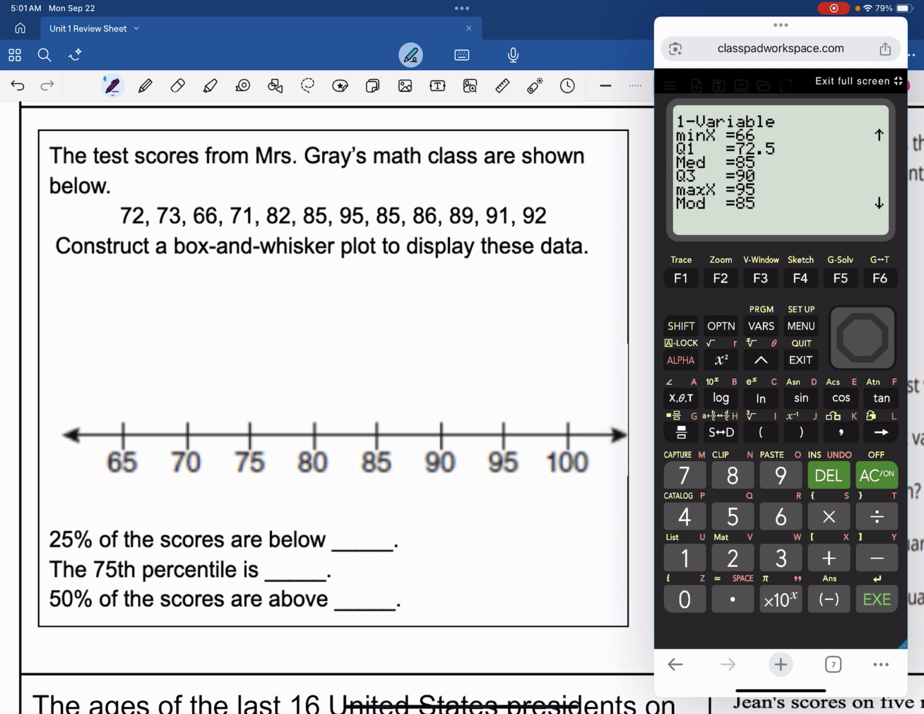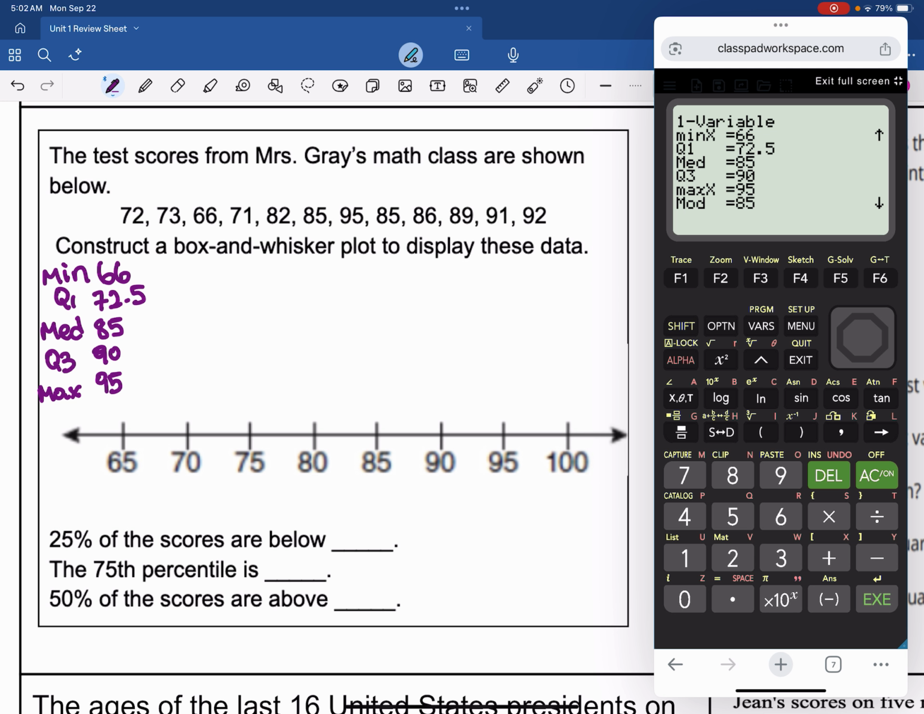So I'm just going to write down our 5-number summary on the side. We have that our min is 66. Our Q1 is 72.5. Median is 85. Q3 is 90. And our max is 95. Always write down your 5-number summary on the side of your work so that just in case your box plot is slightly off, you can get partial credit for the 5-number summary.